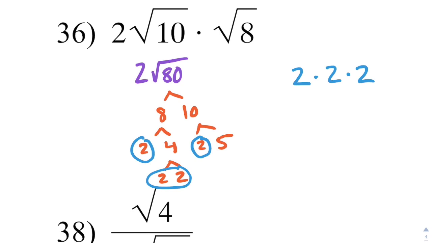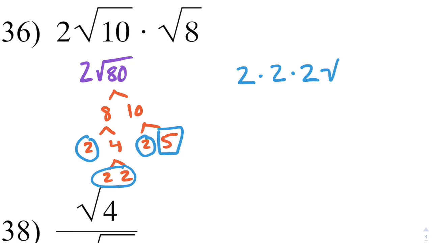Okay, so those are my groups of 2 that I pulled out, along with the original 2 out front. Now what do I have left over is, not that 4, I'm sorry. All I have left over is a 5. So it looks like 2 times 2 is 4 times 2 is 8. 8 square roots of 5.